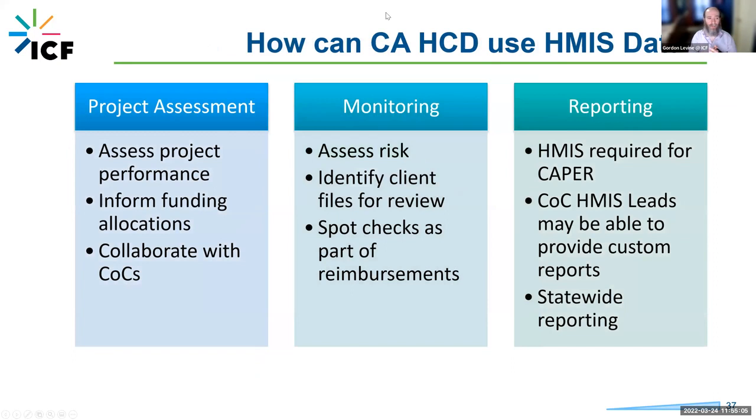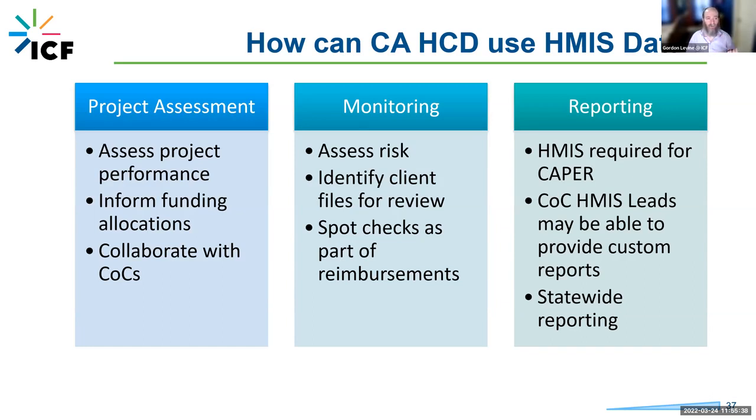So action steps. What can you do with HMIS data? At the project level, it helps you assess project performance. It informs funding allocations, because project good, fund more, project bad, fund less, project struggling, do something with that. And it helps you collaborate with COCs, because ultimately you want to collaborate with your continuum of care partners when you're assessing ESG projects. From a monitoring perspective, it helps you assess risk, both is the HMIS data quality there, but also is this project performing well?